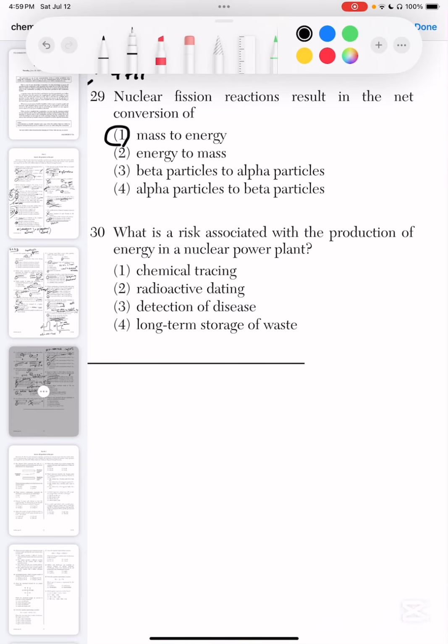What is the risk associated with the production of energy in a nuclear plant? Yeah, I don't know what to say. This is not really a chemistry problem, I think. This is just, I think, you guys got this.